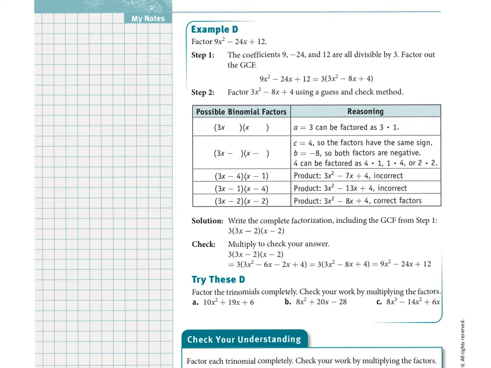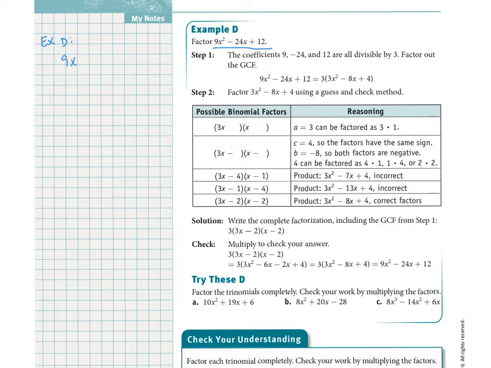Alrighty, let's go ahead and start our last page. We're on page 400. Now we're going to look at a very interesting example. We're going to combine something else that we've previously looked at with grouping. So let's look at this example. I'm going to write it in the margin, so we're going to do example D in the margin.